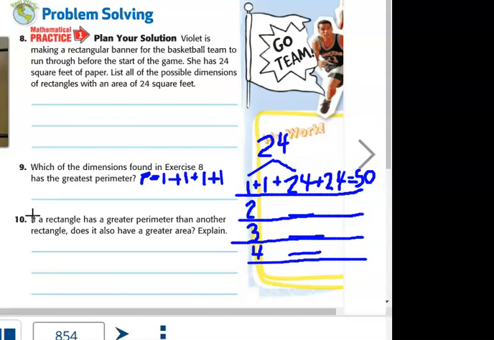For number 9: if a rectangle has a greater perimeter than another rectangle, does it also have a greater area? So is it necessary that just because something has a greater perimeter, that it automatically has a greater area? Hopefully you can figure that out with what we've done and the things that I've talked about so far, and that's what you're going to write on these lines here.